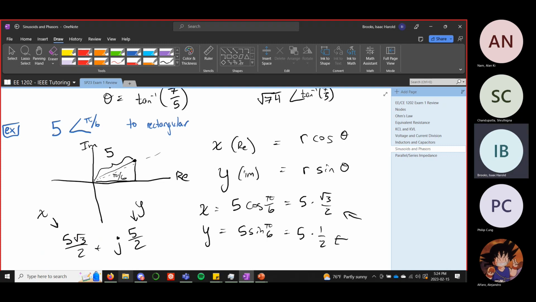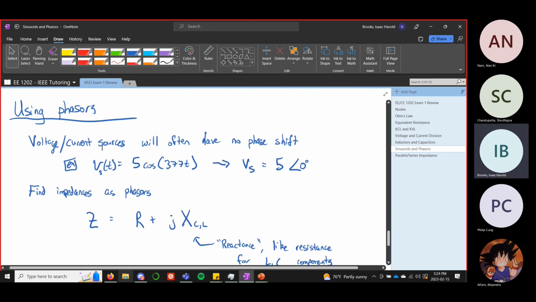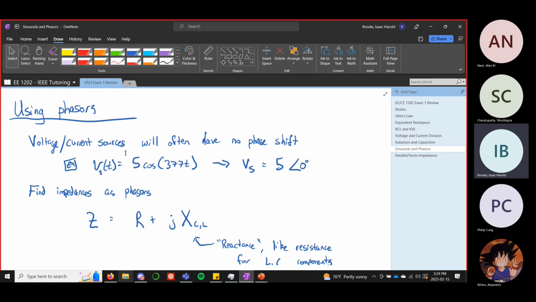Okay. So how do you guys feel about polar versus rectangular and going back and forth? Pretty good about that? Okay. Let's talk about an example. So this is really what it's for, dealing with these complex elements. If you have capacitors and inductors, it's going to introduce some lag or some phase shift between your voltage and your currents. And you can do this mathematically.